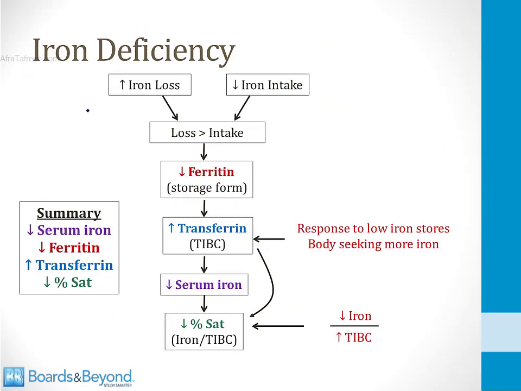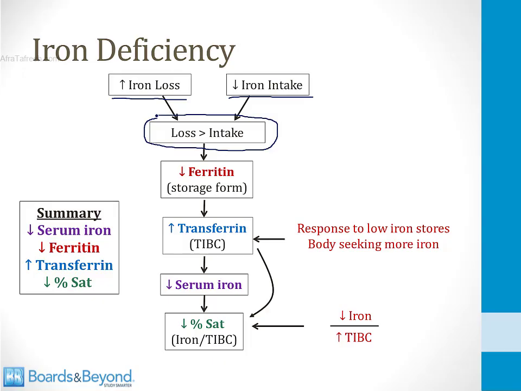Now that we understand the potential causes of iron deficiency, let's talk about the steps that occur inside the body when there's a decreased availability of iron. So if a patient has increased iron loss, for example from bleeding, or decreased iron intake, for example from a GI process, this will lead to a situation where the rate of loss of iron is greater than the rate of intake, and this will lead to iron deficiency.